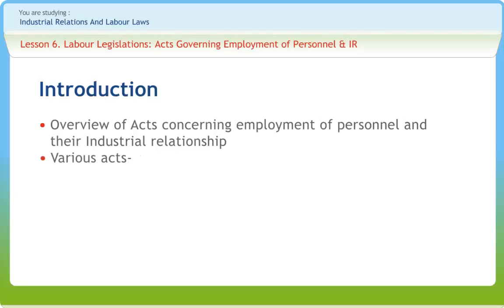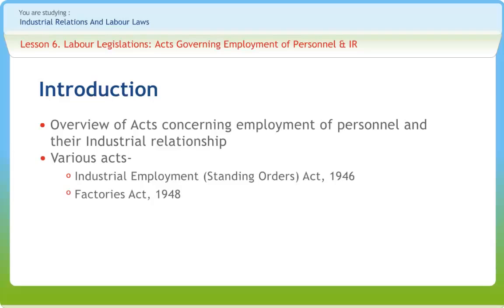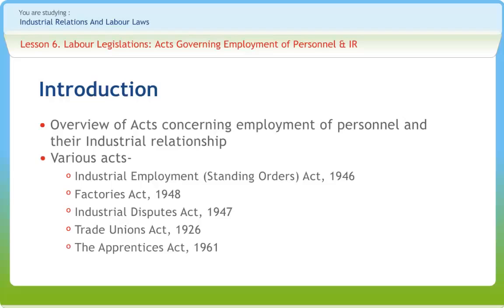Various types of laws enacted by different governing bodies are Industrial Employment Standing Orders Act 1946, Factories Act 1948, Industrial Disputes Act 1947, Trade Unions Act 1926, Child Labor Prohibition and Regulation Act 1986, the Apprentices Act 1961, Employment Exchange Act 1959, Maternity Benefit Act 1961, Contract Labor Regulation and Abolition Act 1970. We will discuss here one by one.